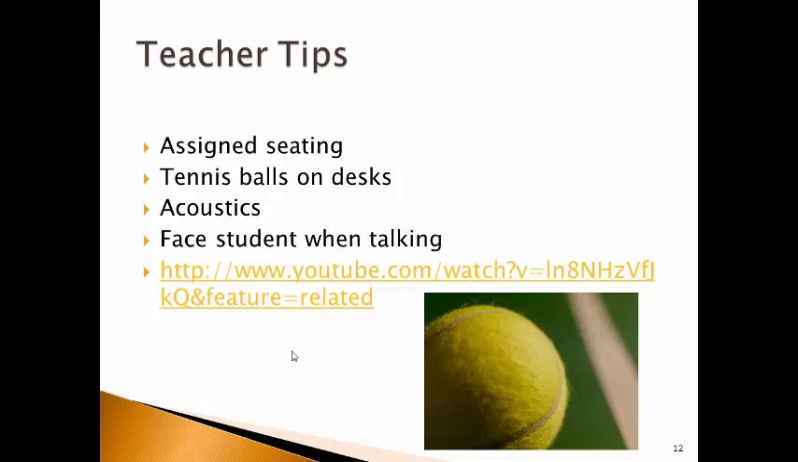Another good tip, and this helps many children, is to put old tennis balls on the feet of desk.